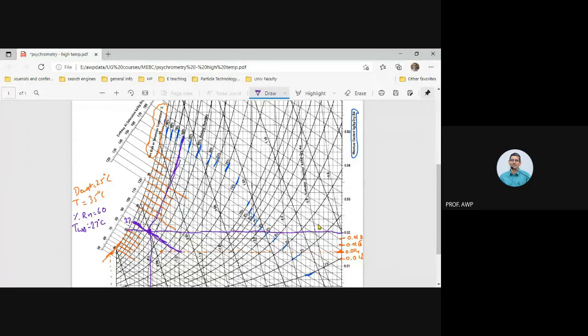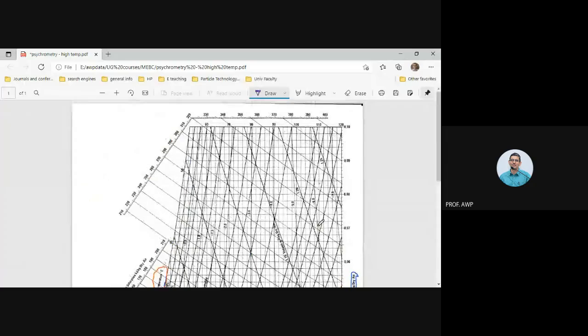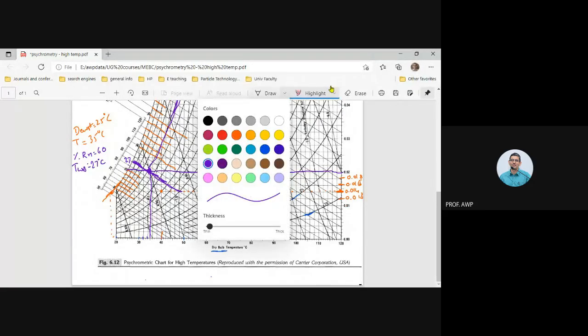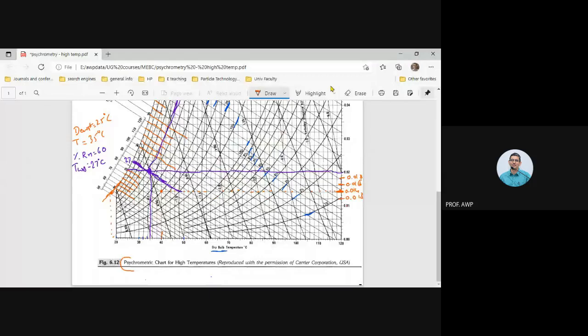Are you able to see? So that's the advantage of using this humidity chart. They are called psychrometric charts. Why is it not highlighting? Psychrometric chart.